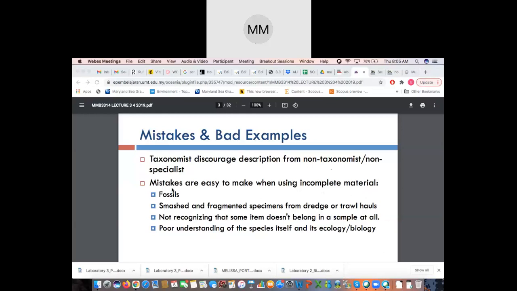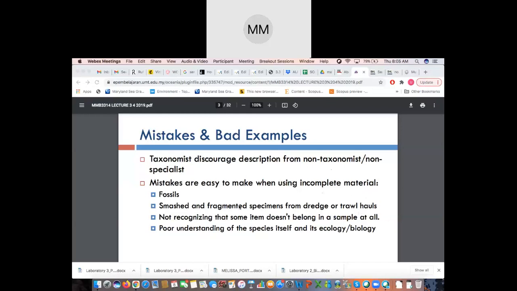This is always difficult to explain, because when you have a fossil of a dinosaur and you're trying to remake how the dinosaur might have looked, what we assume in terms of colors might actually be different from the original. So certain things can be a little bit incomplete. Smashed and fragmented specimens from dredge or trawl holes.